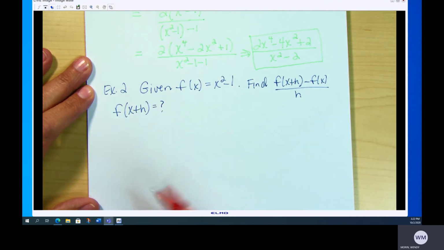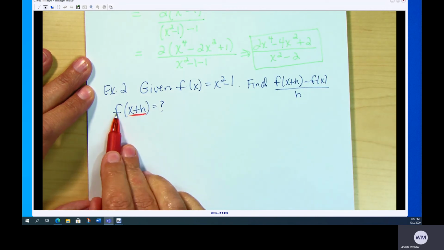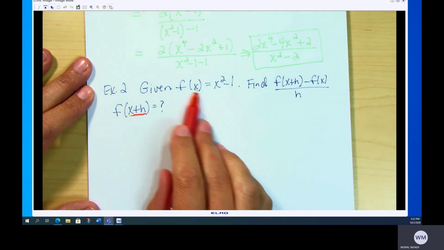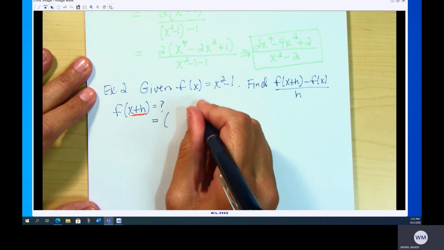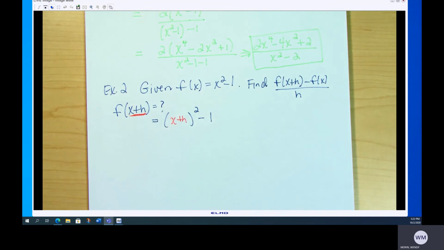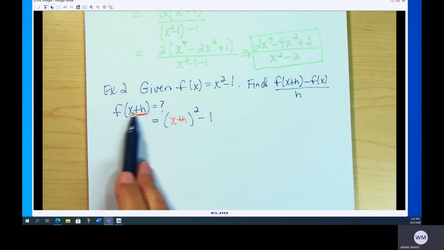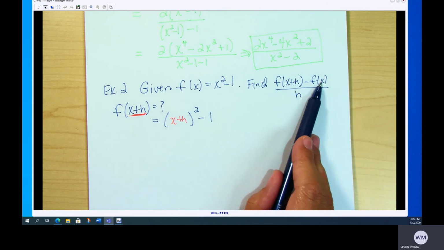Well, again, this is our input. This is our input into f. It's our replacement into f for every x. So let's go ahead and do that. We're replacing our x with our input, x plus h. Okay, so that is f of x plus h. That's just this first piece here. Then we need to subtract the f of x.